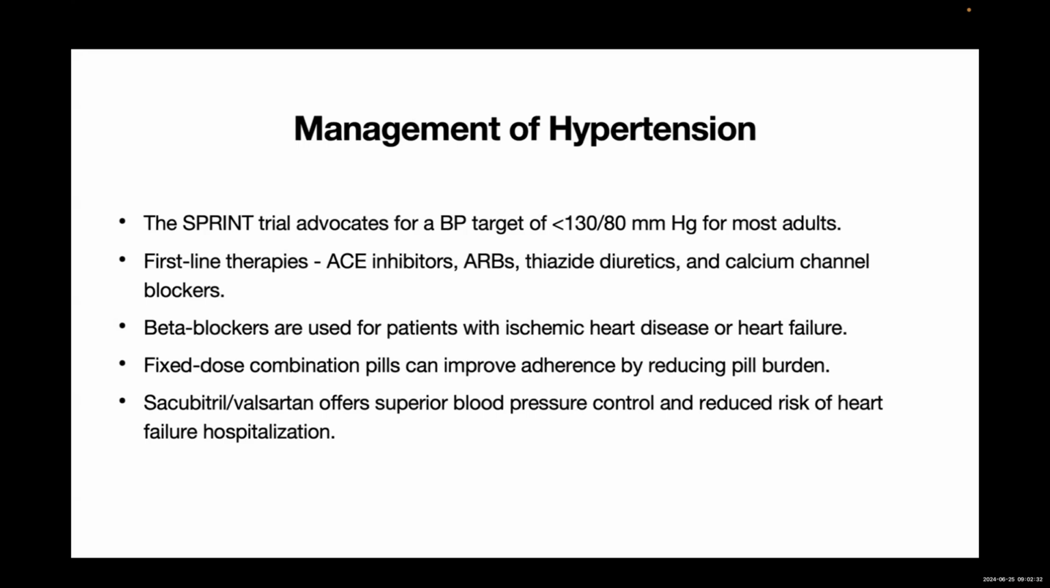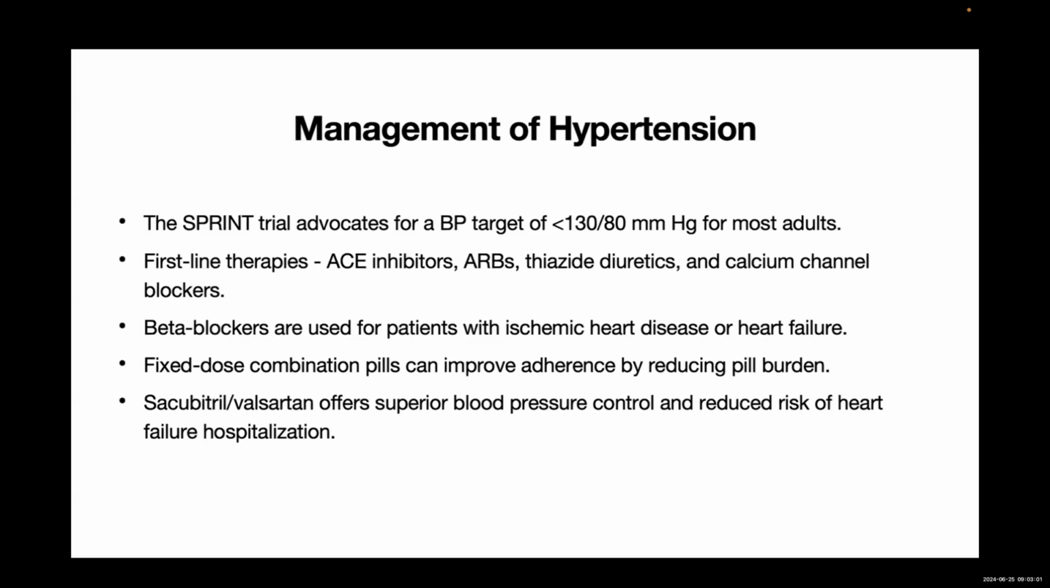for most adults. First-line therapies include ACE inhibitors like lisinopril, enalapril, ARBs like losartan, valsartan, thiazide diuretics like hydrochlorothiazide and chlorthalidone, and calcium channel blockers like amlodipine and diltiazem. Beta blockers are used for patients with ischemic heart disease and heart failure. ACE inhibitors prevent the conversion of angiotensin 1 to 2, and angiotensin 2 is a potent vasoconstrictor, so preventing its formation reduces the blood pressure.